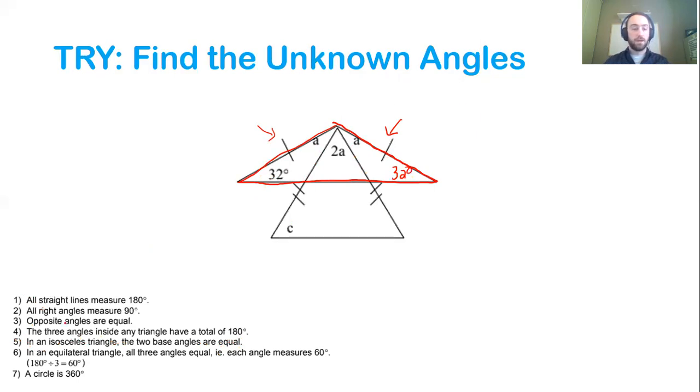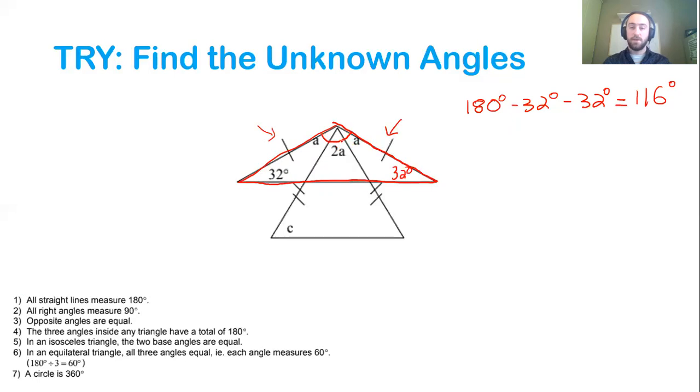Now, we also know that the three angles inside any triangle equate to 180 degrees. So if we ignore this other triangle for a second, we could solve for this entire angle here. Simply 180 degrees minus 32 degrees minus 32 degrees again, giving us an answer of 116 degrees. Okay, but we're looking for angle A.